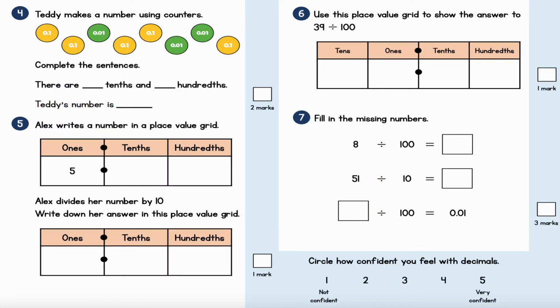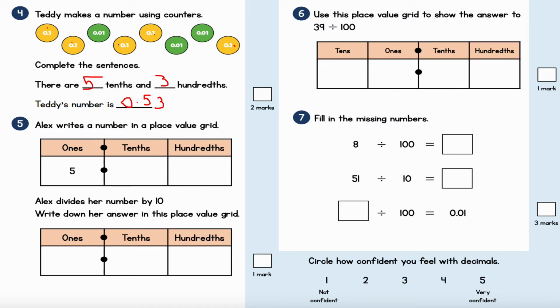Question number 4, guys. Teddy makes a number using counters: 0.1, 0.1, 0.01, 0.1, 0.1, 0.01, 0.01, 0.1. Complete the sentences. There are however many tenths: 1, 2, 3, 4, 5. So there are 5 tenths and 3 hundredths. Teddy's number is 0.53, because it's 5 tenths.